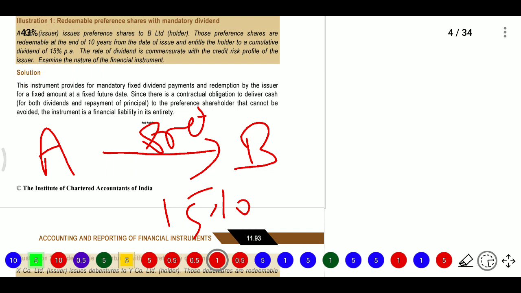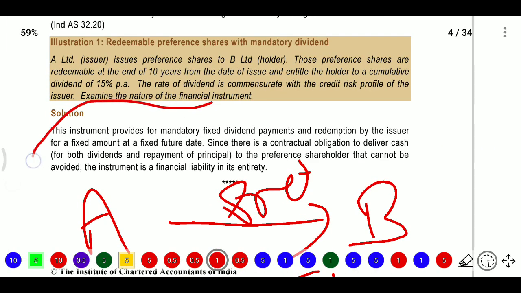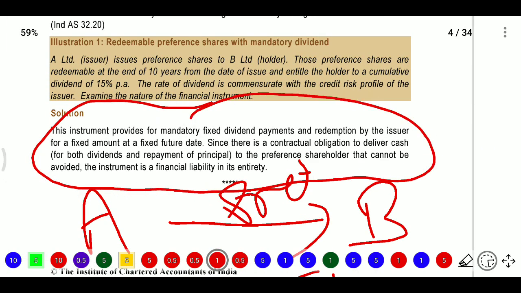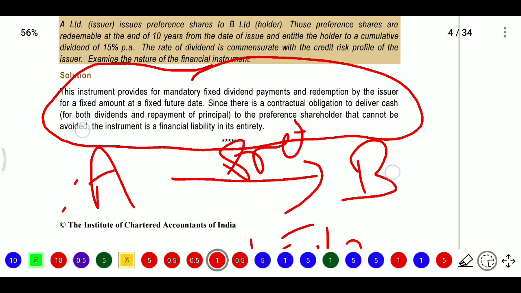Now they have a liability to pay cash, and if they are converted, the holder will become the owner. Redeemable means redemption, which means cash, so it will become a financial liability. These instruments provide mandatory fixed dividend payment and redemption by the issuer for a fixed amount at a future date. Since they have a contractual obligation to deliver cash, redemption will be there, which means cash is delivered for both dividend and repayment of principal to the shareholders, and that cannot be avoided. The instrument is a financial liability in its entirety.